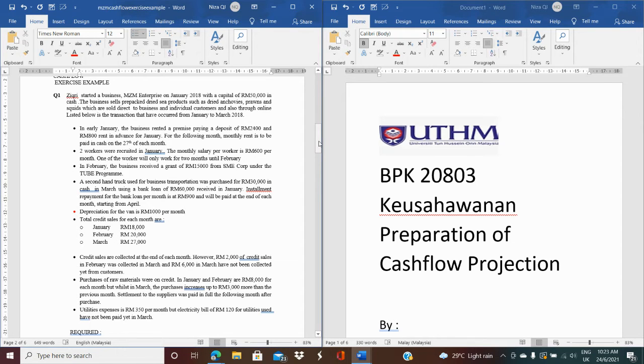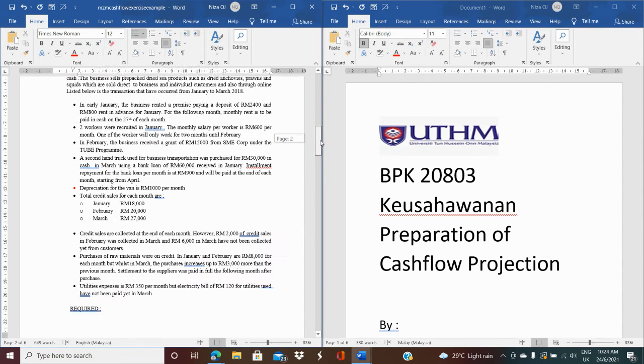Utilities expenses are RM 350 per month, but an electricity bill of RM 120 for utilities use has not been paid yet in March. So these are the conditions or transactions that you have to consider before you can prepare the cash flow projection and also the financial statement. So how do you tackle this question?